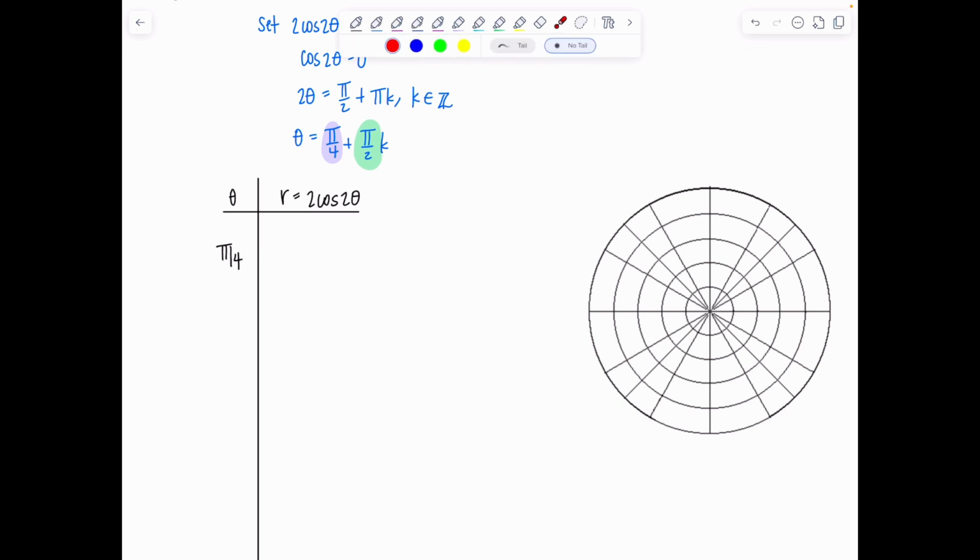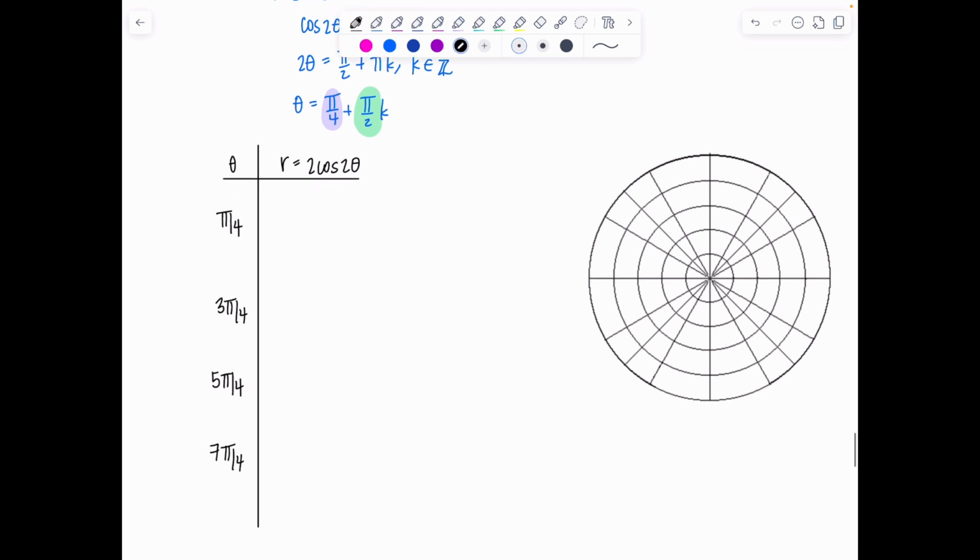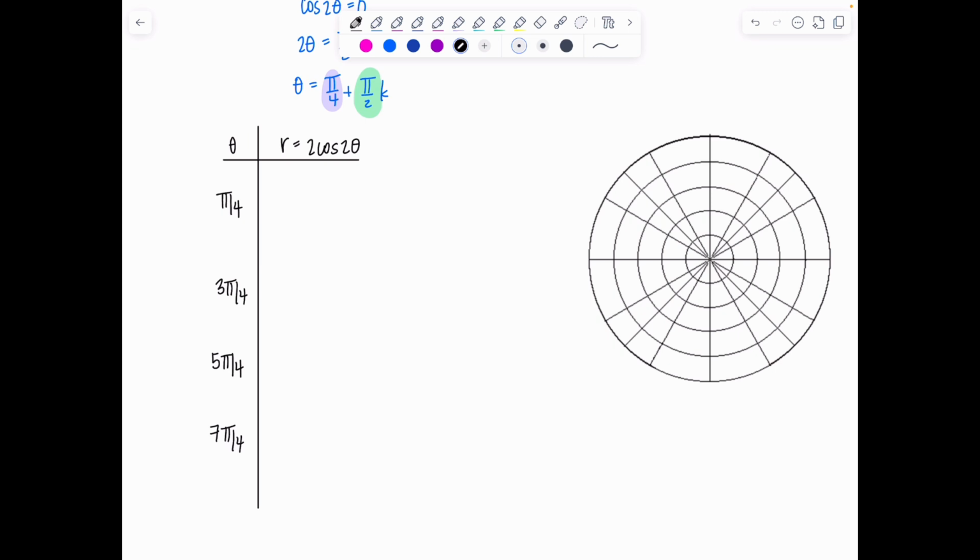And then I'm going to keep adding pi over 2. So pi over 4 plus pi over 2 is 3 pi over 4, plus another pi over 2, 5 pi over 4, plus another pi over 2, 7 pi over 4, like that. Okay, and then technically I would go to plus another pi. No, we're done.